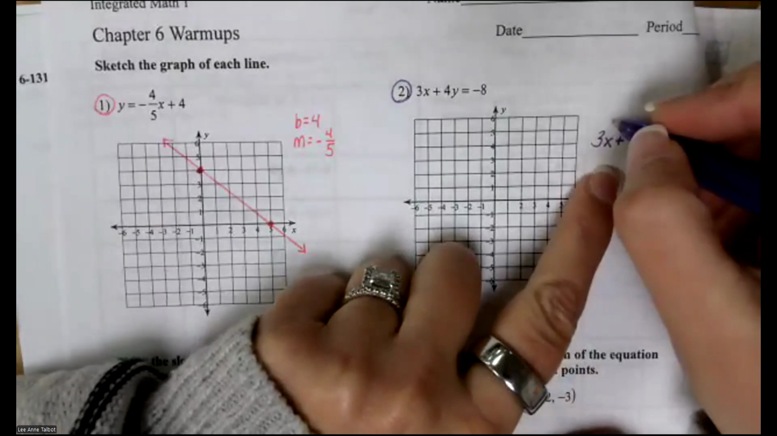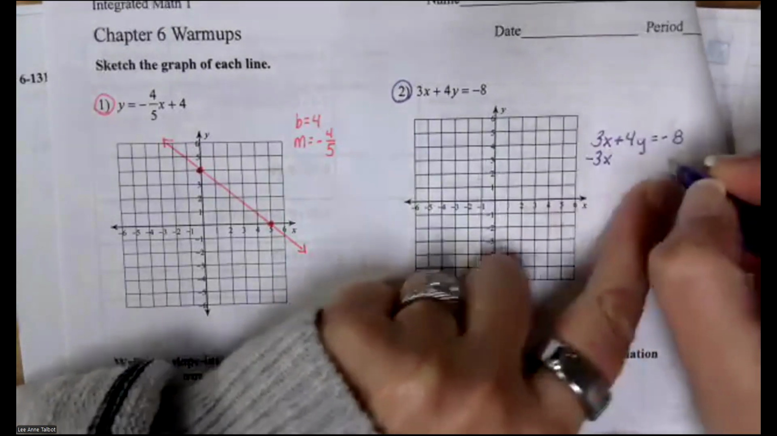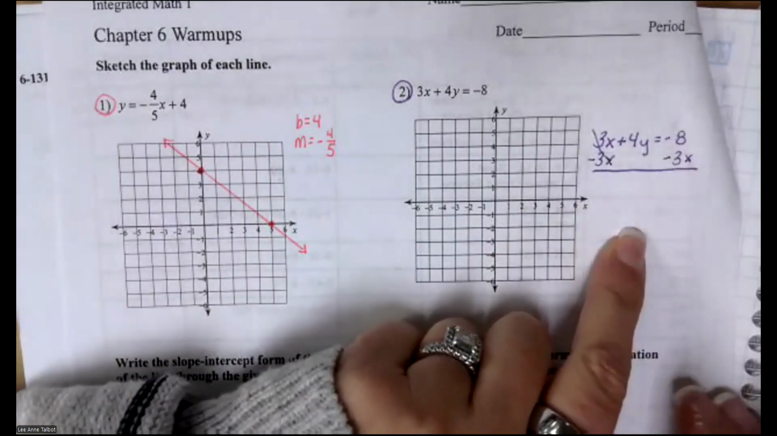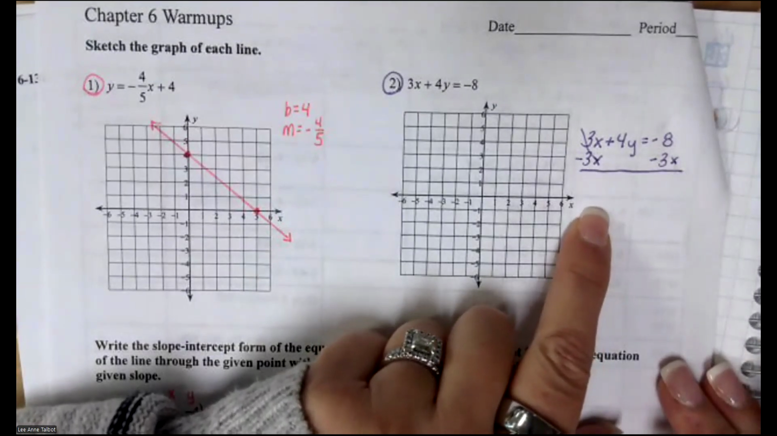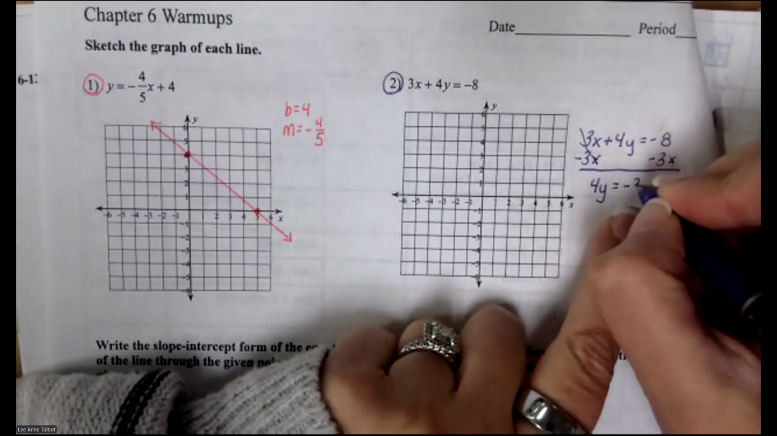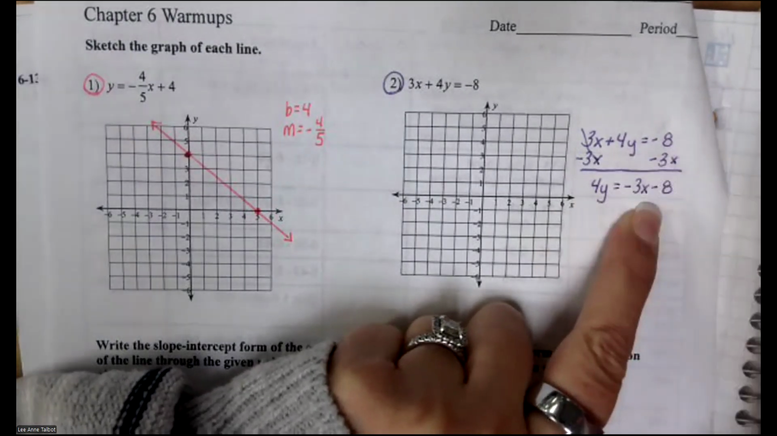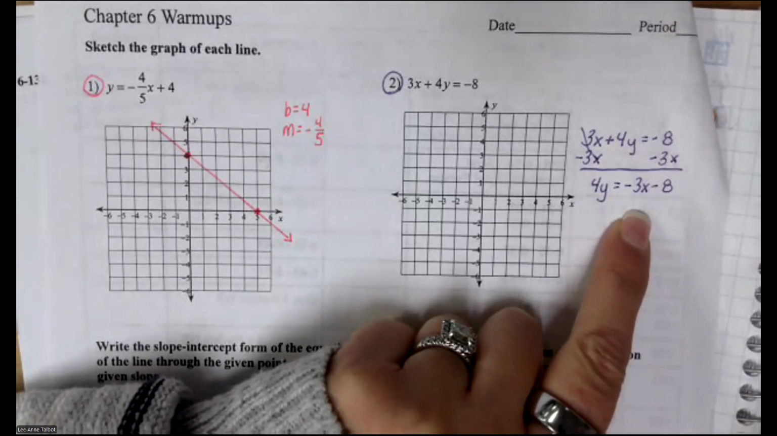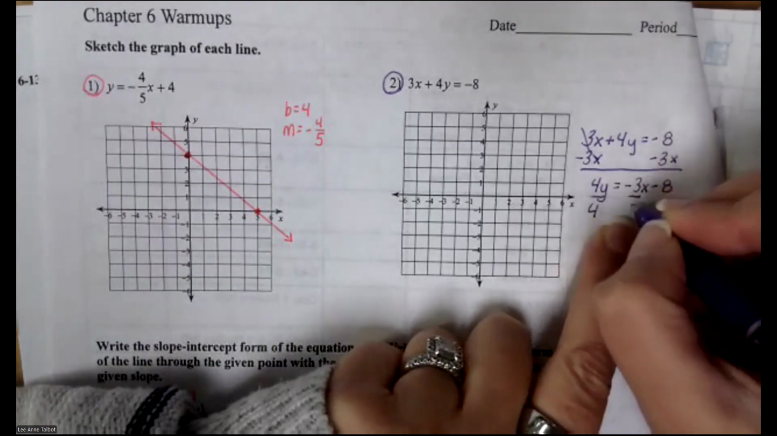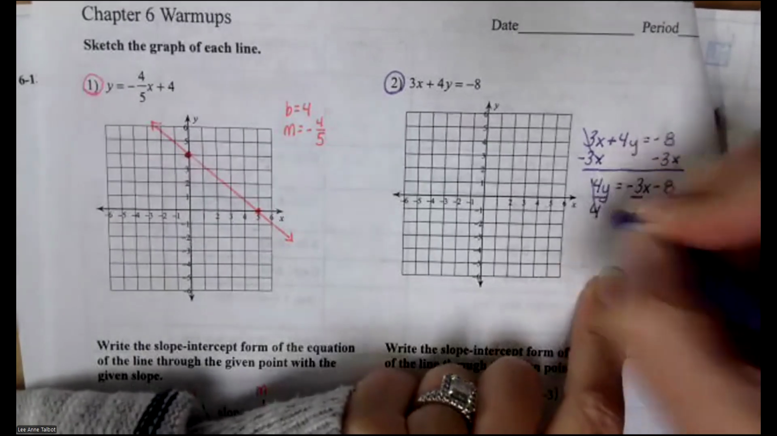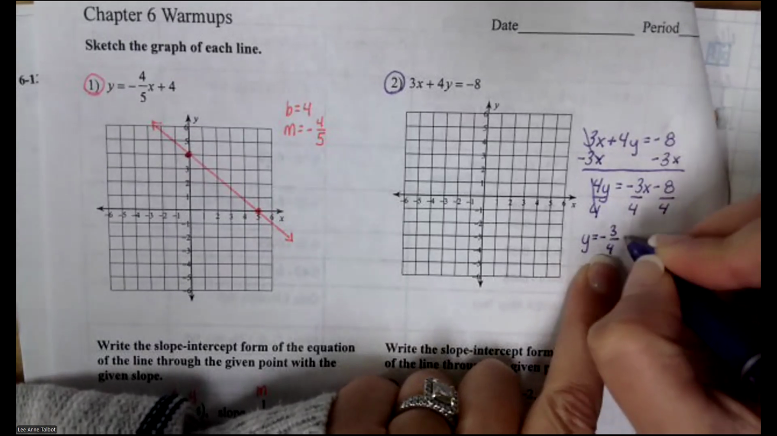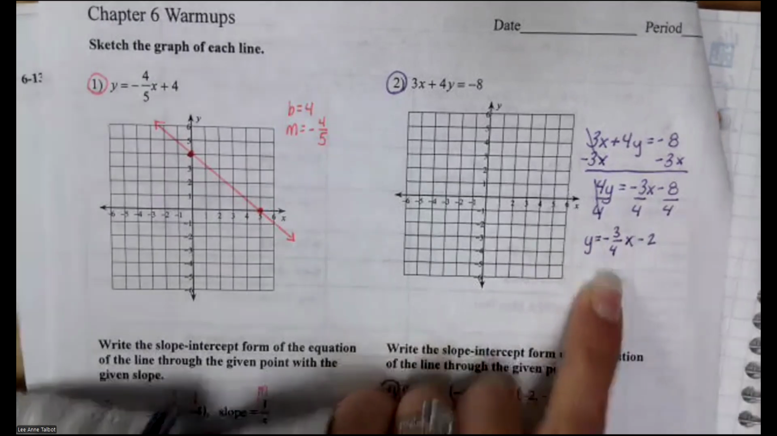Okay. Now, step one, undo the x thing first. Step two, put the x in front. Step three, divide if you have to get y by itself. Okay, and I'm going to rewrite this. Y equals -3/4 x minus 2.